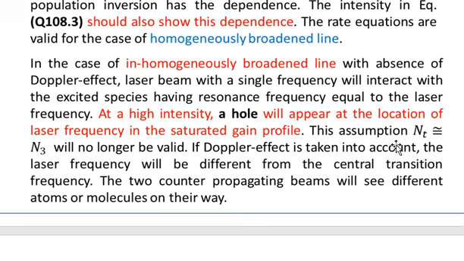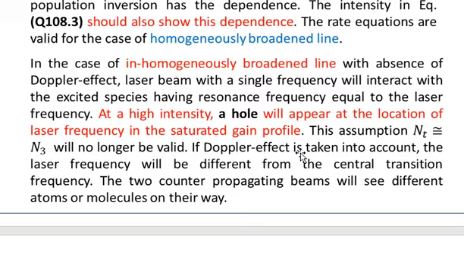The assumption that the total population present in the upper laser level, which we have assumed to be equal to N3, will no longer be valid, because due to hole burning at a specific frequency, the populations at that frequency will be missing, and we cannot write the total population in the upper laser level to be equal to N3.